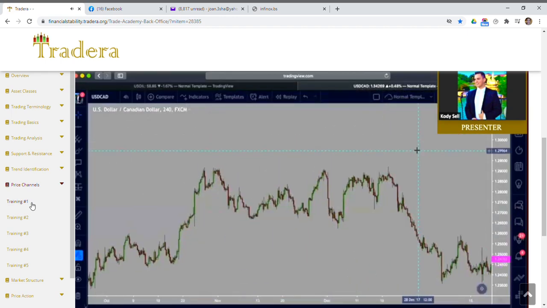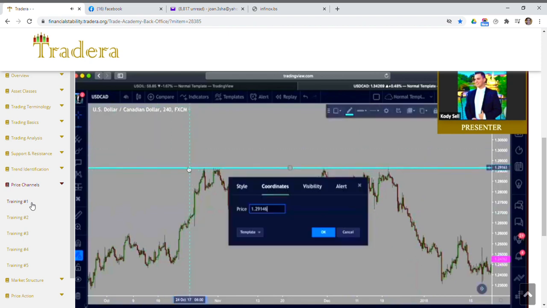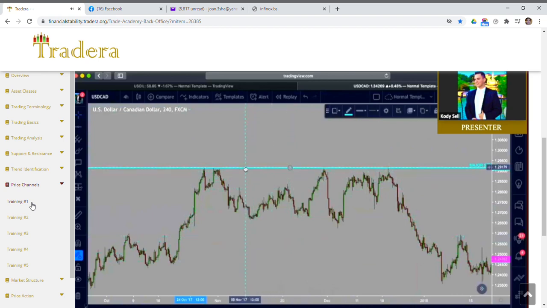All right, so I've got us back here on USD CAD. This time we're on the 4-hour time frame. And so what I'm going to do is go ahead and mark our resistance level up here. So this is our resistance level in the market. And then let's go ahead and mark our support as well. So our support right about here. That's where I like it.